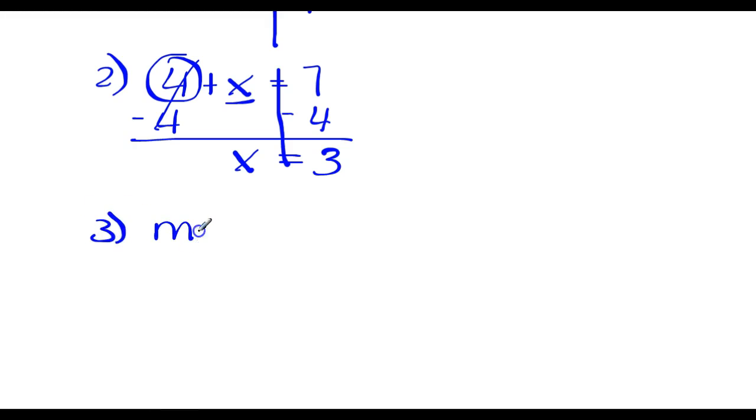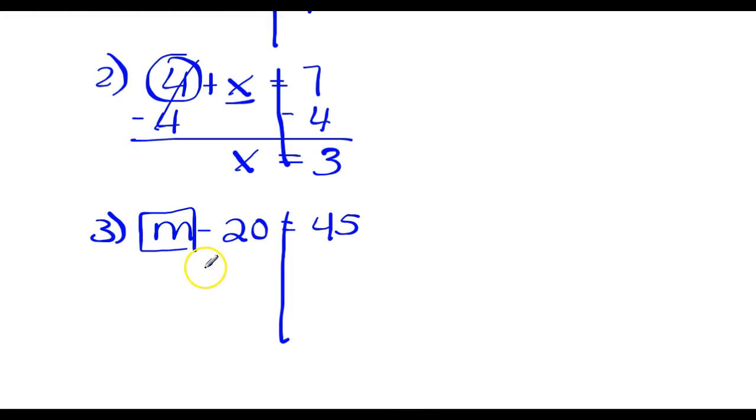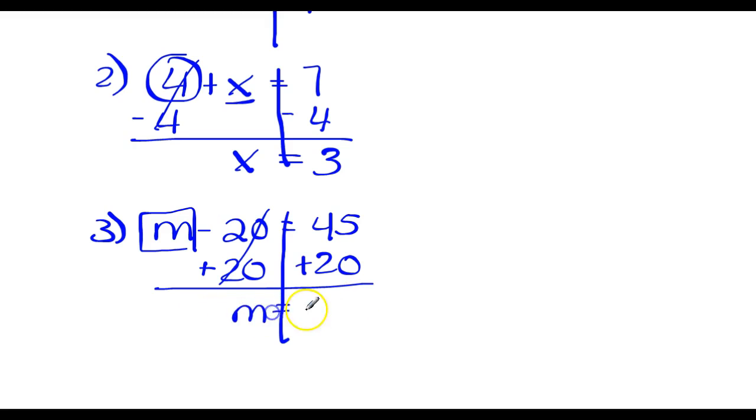So we're going to do m minus 20 equals 45. So in this case, it's not an x. In this case, it's an m, but it's still a variable letter. So m minus 20. What is the inverse or the opposite of a subtraction? Good, it's an addition, so we're going to add 20. And then remember, what you do to one side, we have to do to the other side. These cancel because if I owe someone $20 and I pay them back, I'm free and clear, no more debt. So then I will get m equals 65.